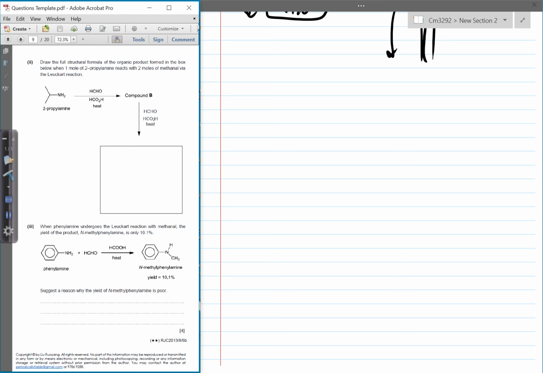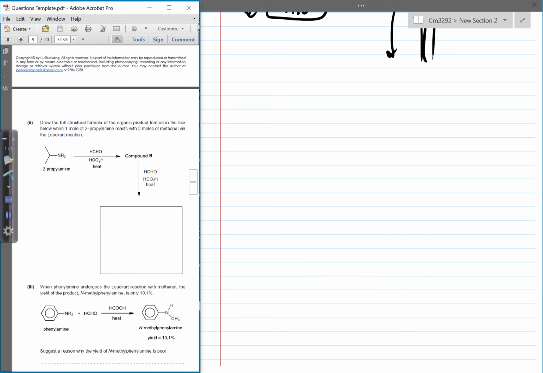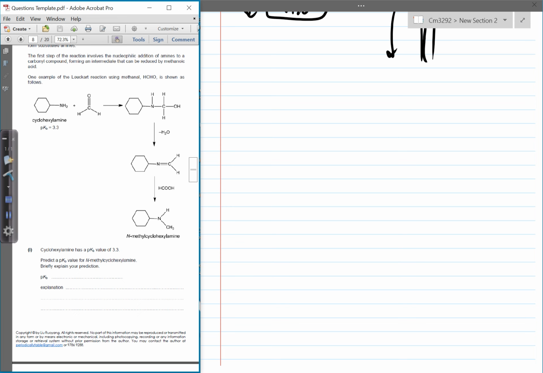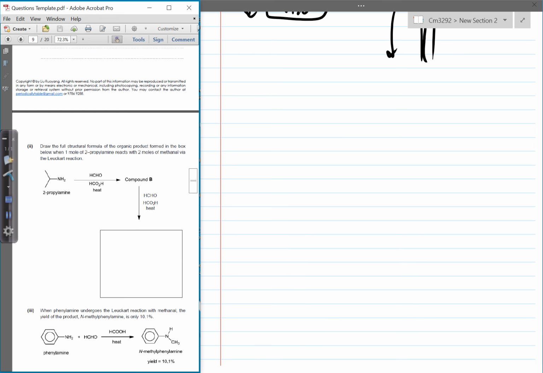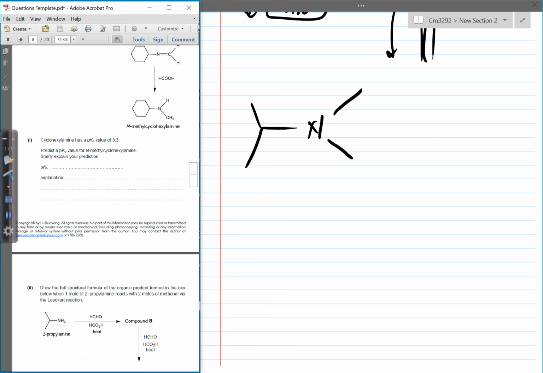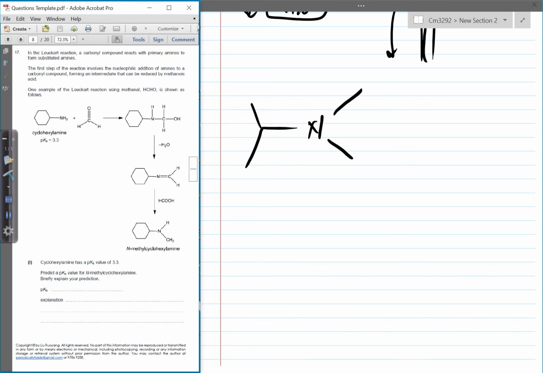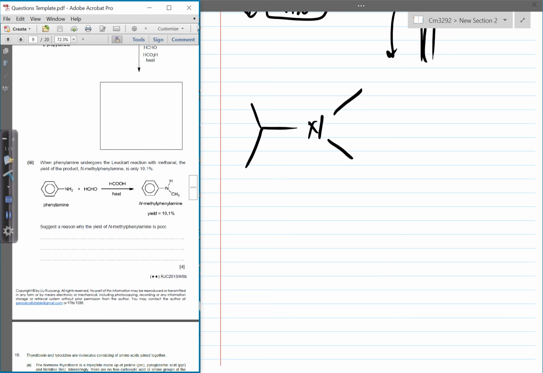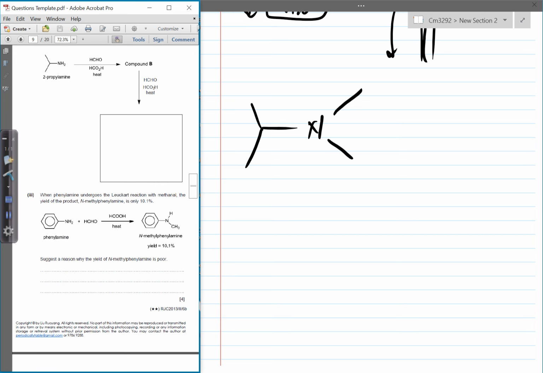Next, 2-propylamine reacting with methanol twice, right? If you react once, after this reaction, this is what you will end up with, correct? If you react with it another time, this is what you will get, basically. Just follow the same trend, right? So this is the final product. Relatively straightforward.